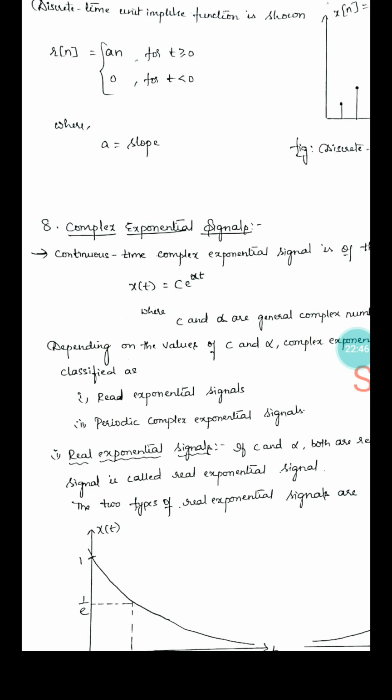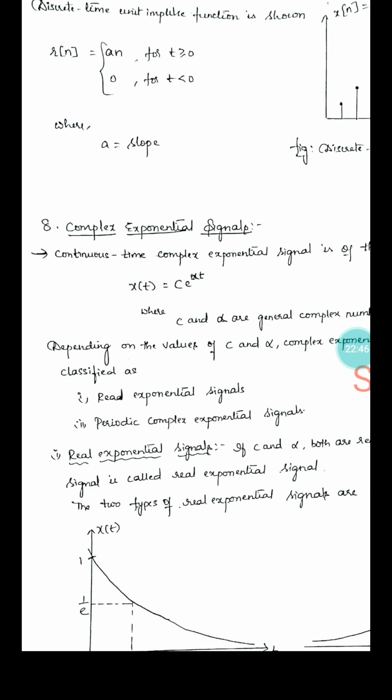Which type of signals are these? E to the power of minus alpha t. These types of signals we can call exponential signals. Of course, e to the power of alpha t or e to the power of minus alpha t, those signals are nothing but exponential signals.